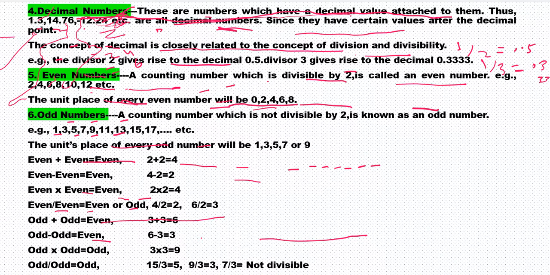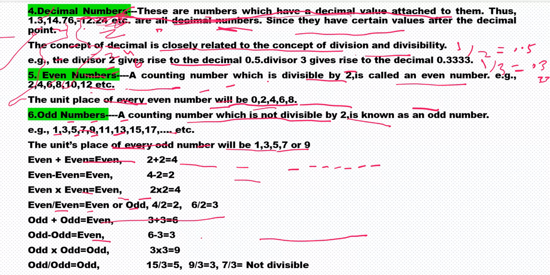Odd number. A counting number which is not divisible by 2 is known as an odd number. That is 1, 3, 5, 7, 9, 11, 13, 15, 17, etc. The unit place of every odd number will be 1, 3, 5, 7 or 9.